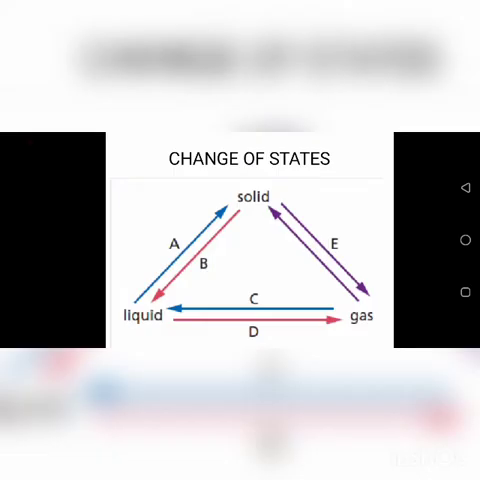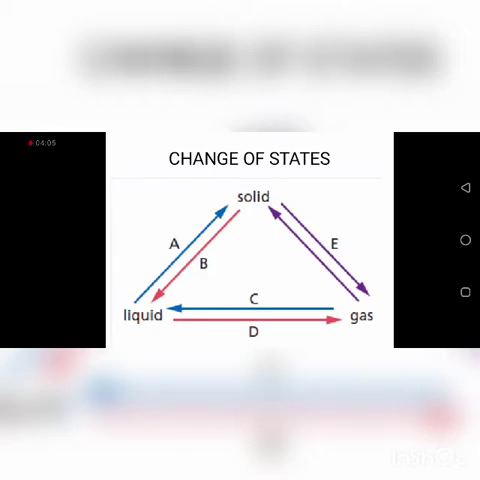Having established that, we look at the next subheading, that is change of state. The three states of matter can change from one form to another. Solid can change to liquid, liquid can change to gas, and gas can change to liquid. That is what we call change of state. One of the substances that can undergo these changes is water. In solid form, water is ice. In liquid, water. In gas, it will be steam or vapor.